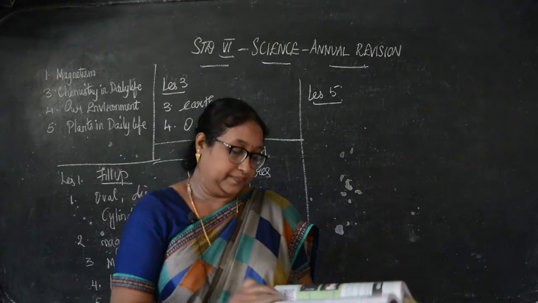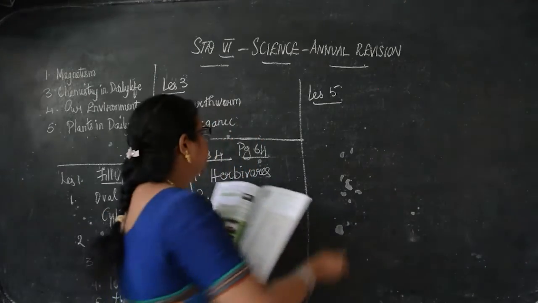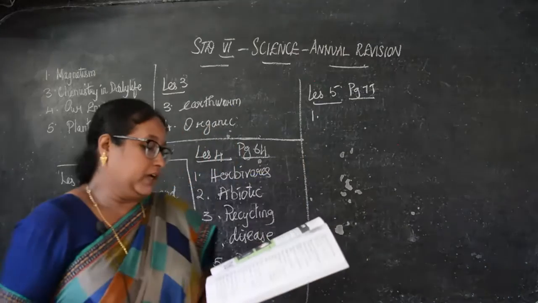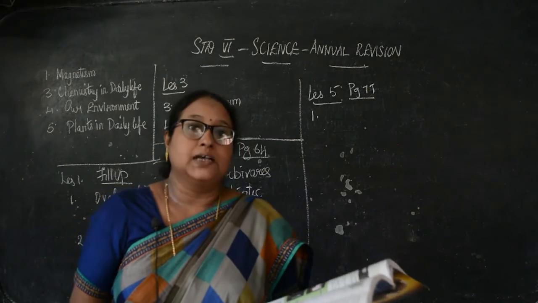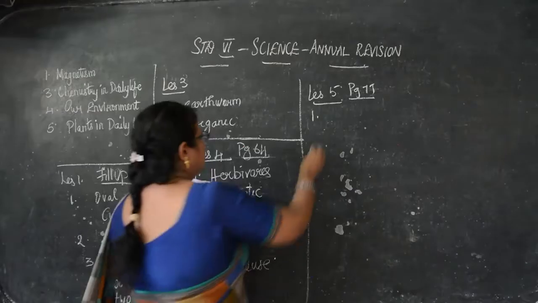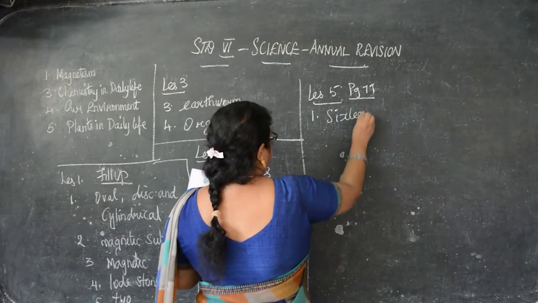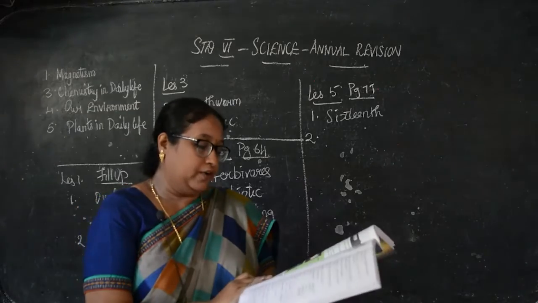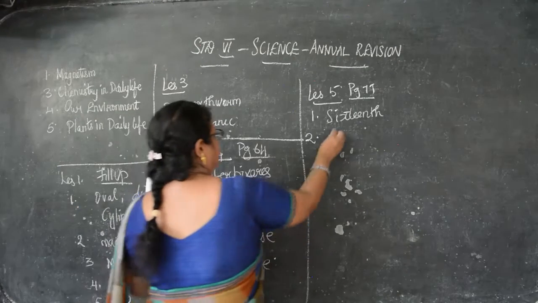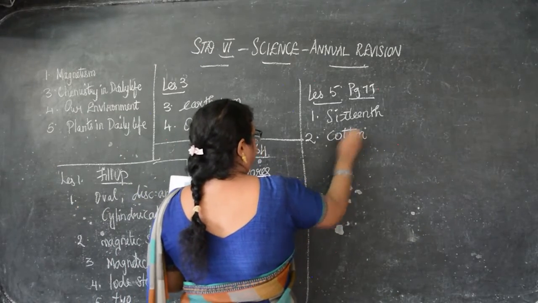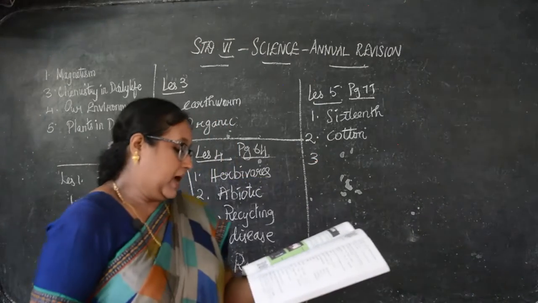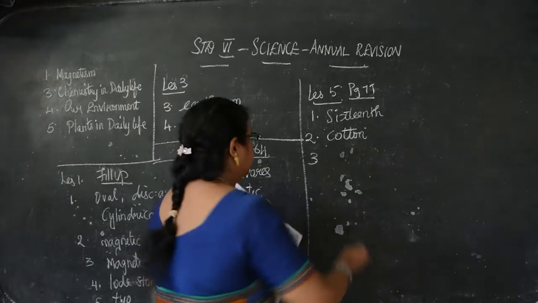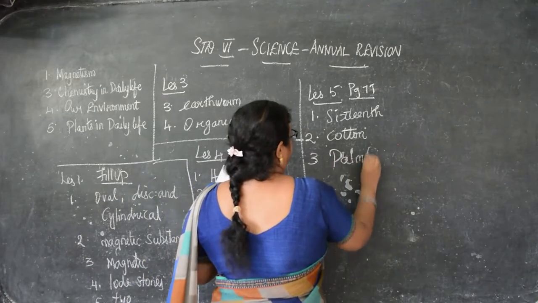Lesson 5, fill up. Yes, page number 77. First one: every year, October dash is celebrated as World Food Day, that is 16th. Then second, dash is an example of textile fiber, that is cotton. Okay. Then, I am the state tree of Tamil Nadu. Who am I? That is palm tree.